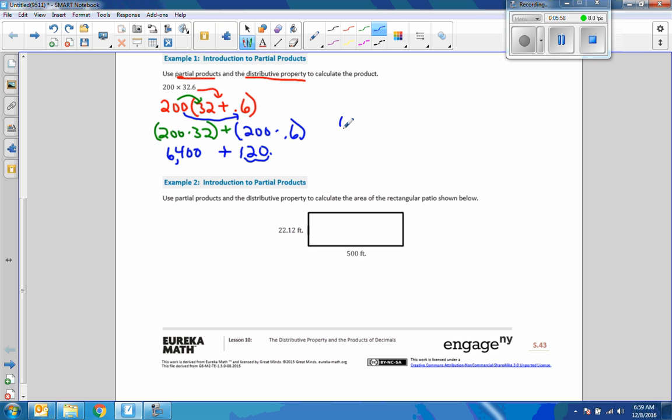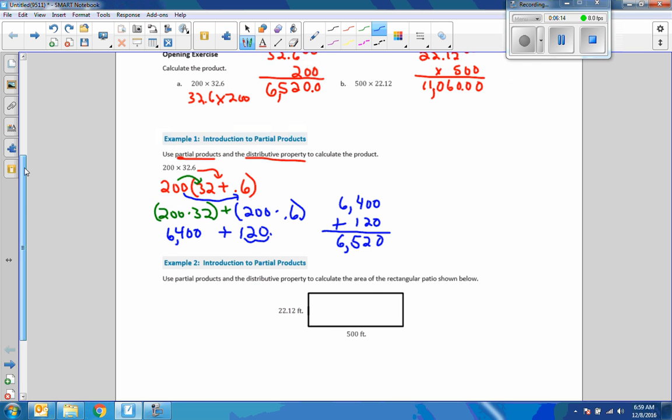Then we add the two together. 6,400 plus 120. 0 plus 0 is 0. 0 plus 2. 4 plus 1. Bring down my 6. And I get 6,500. And that is what I got up here. Okay?